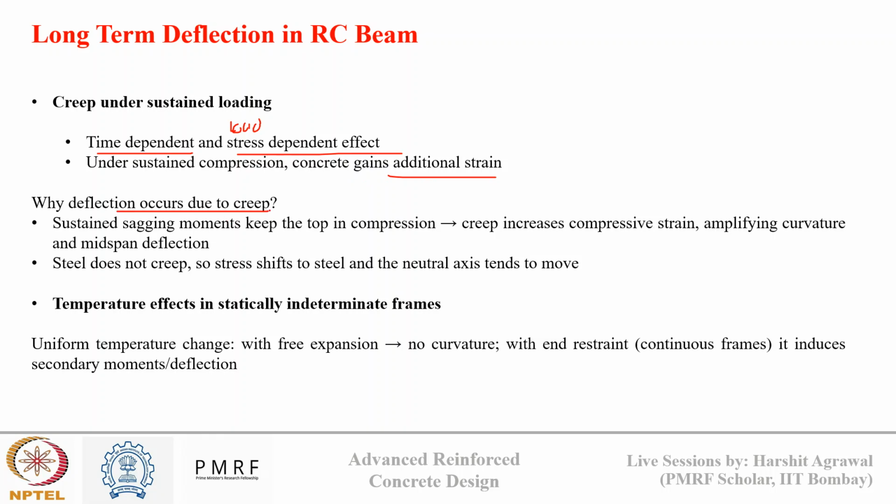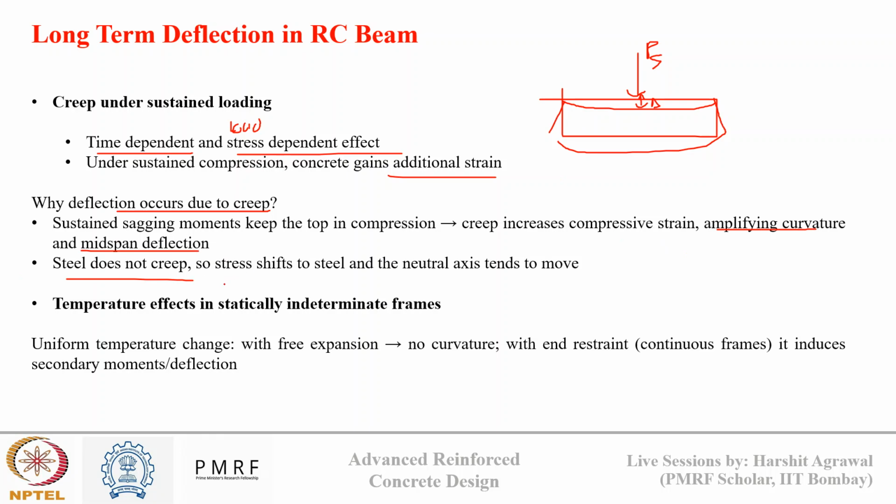Now, why is deflection occurring due to creep? When there is a sustained sagging moment on a reinforced concrete section, the top part remains in compression, and creep increases the compressive strain and amplifies the curvature and the mid-span deflection. Suppose I have a reinforced concrete beam continuously subjected to some load P. Slowly, the curvature of this beam will increase. Though this load is under serviceable condition, it will increase the strain in the compressive part of concrete, which will lead to increasing the curvature and the deflection at the midspan. We know that steel does not creep, so the stress shifts to steel, and the neutral axis tends to move downward.